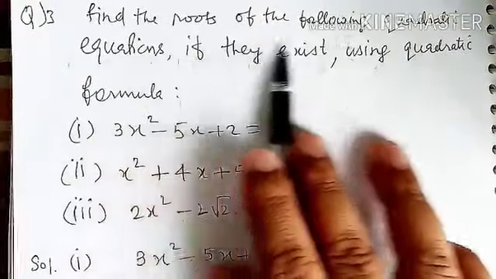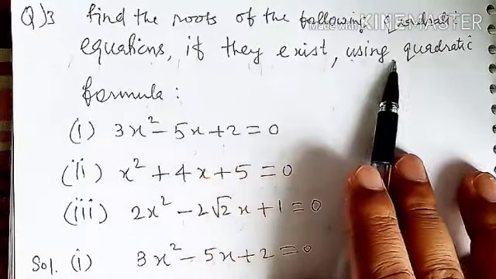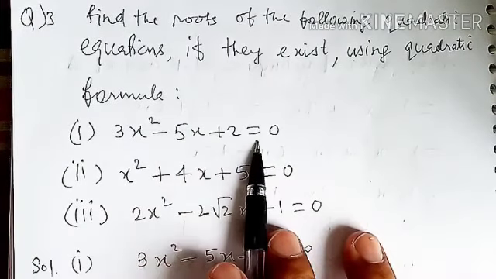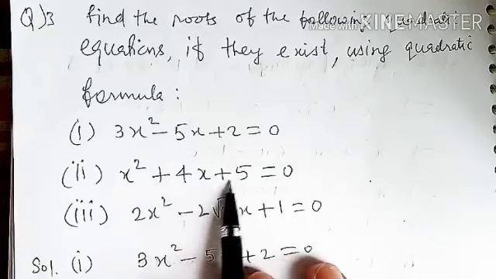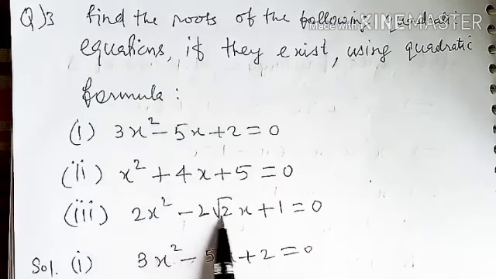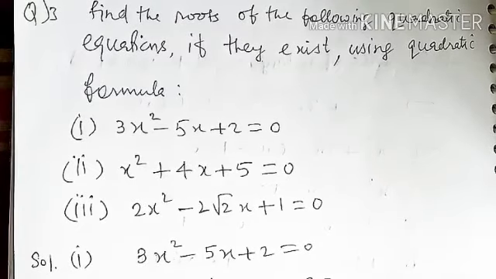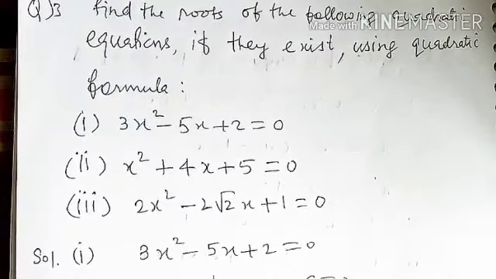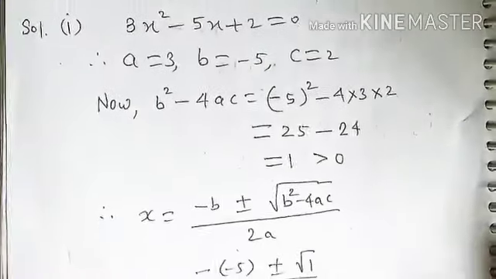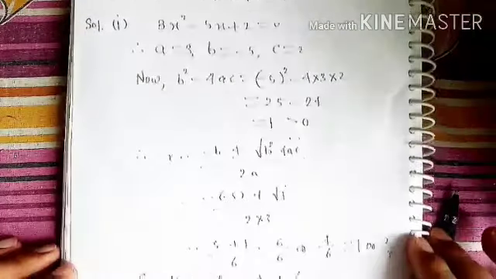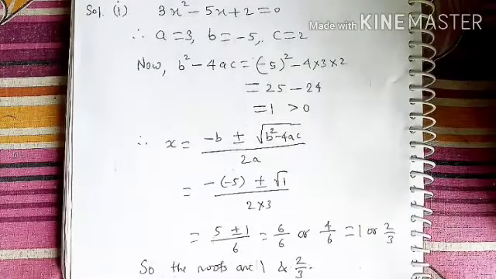Find the roots of the following quadratic equations, if they exist, using the quadratic formula. 3x square minus 5x plus 2 is equal to 0. x square plus 4x plus 5 is equal to 0. 2x square minus 2 root 2 x plus 1 is equal to 0. First, we have to write a, b and c, and then we have to find b square minus 4ac. And then after calculation, we have the roots x as 1 and 2 by 3.